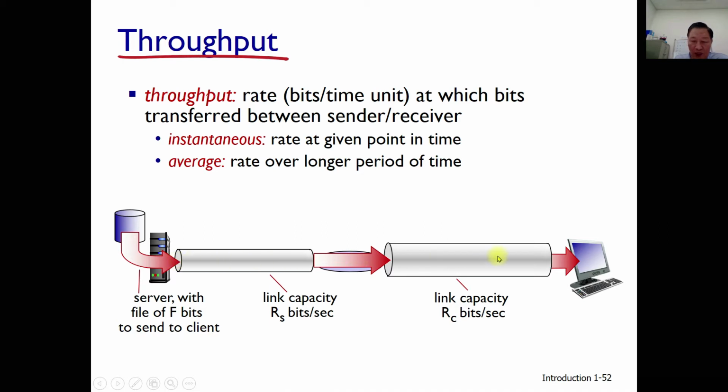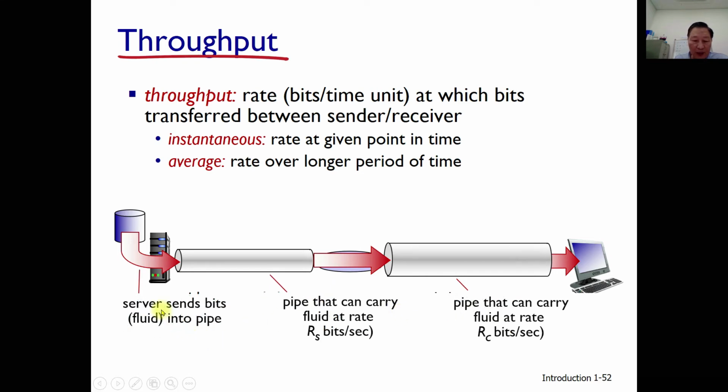Here, from here to here, you can think of an analogous example. Think about a water pipe instead of a bit pipe, then it may be understood better. The server sends bits into the pipe. Thus this one is called a bit pipe.